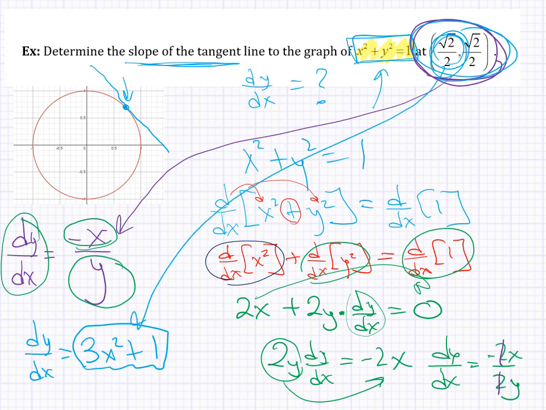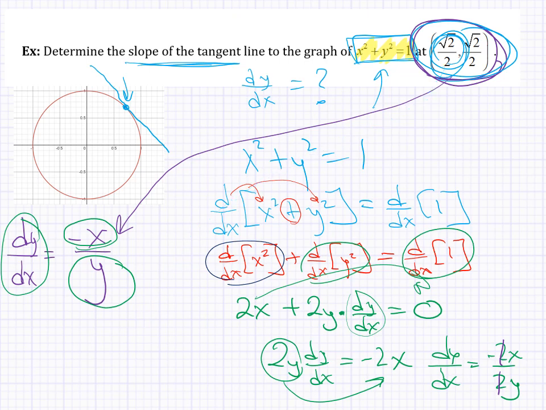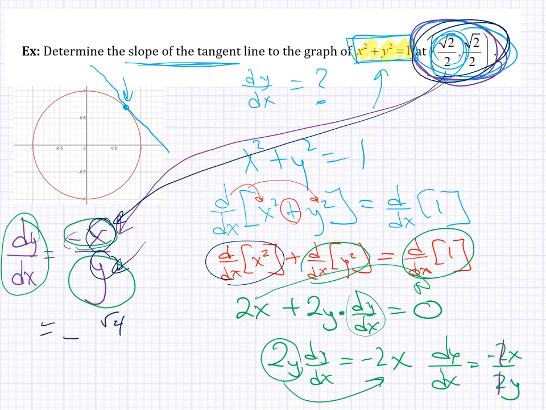But now when we do implicit differentiation, we need both the x and the y value for the point, which in this case are both square root of 2 over 2. Well, so they're going to be the same here and here. So if I plug in negative, because I still have the negative, square root of 2 over 2 over square root of 2 over 2, they're the same, and I'll get negative 1.